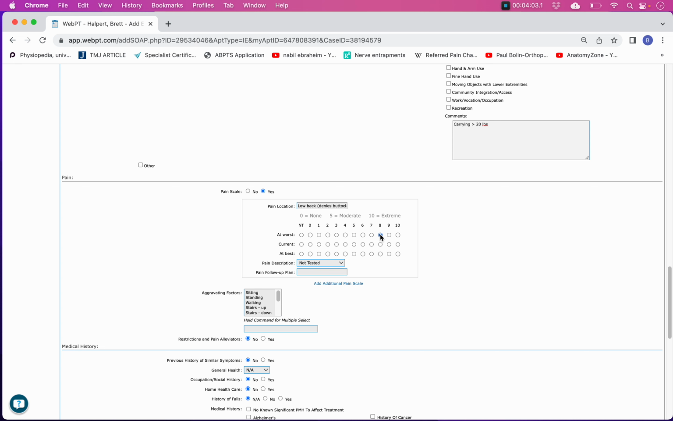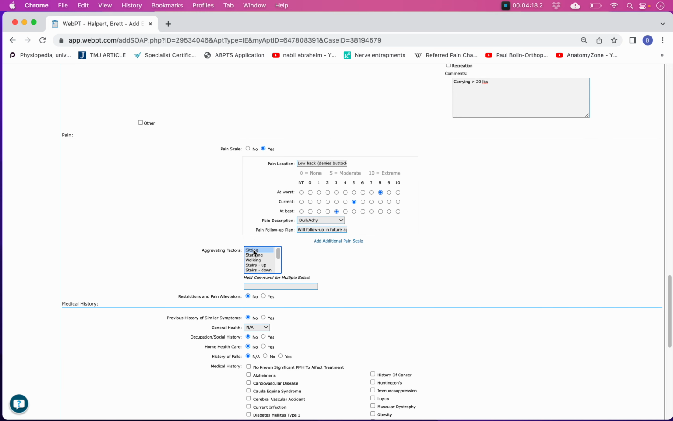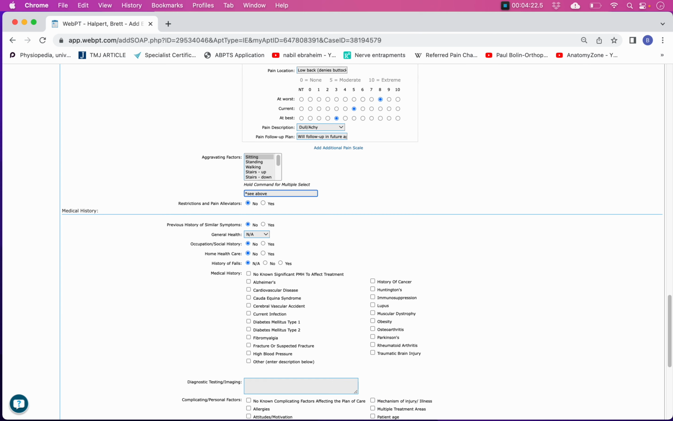And then just worst, current, and best. Description, we'll say he says dull, achy. I just say we'll follow up in future appointments. And then aggravating factors. Sometimes I click these, sometimes I just say see above since we're doing this twice.